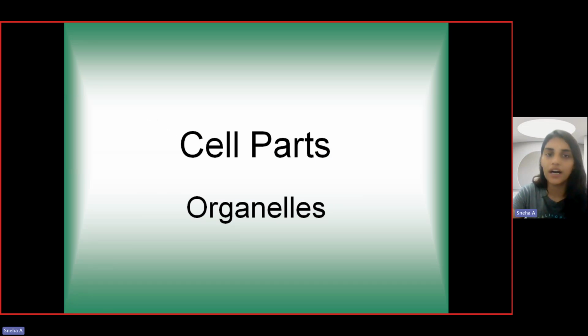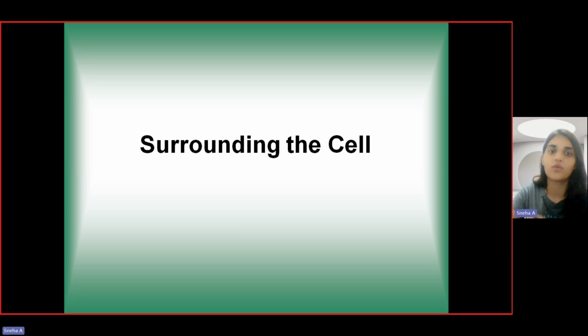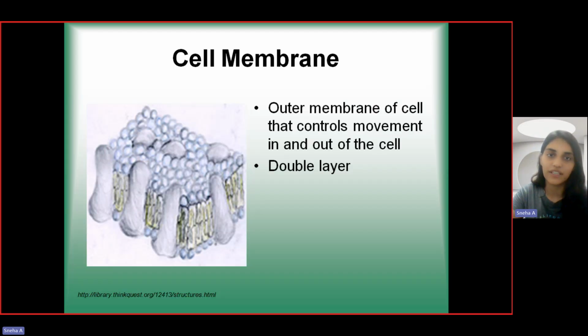Now we have different parts of the cell, which are known as cell organelles. These are surrounding the cell. The very first one is the cell membrane. So what is the cell membrane? It's a double layer. It's the outer membrane of the cell. What is it doing? If it's the outer periphery, what will this outer thing do? It is obviously going to control what things are entering the cell, what things are going out of the cell. That function is of the cell membrane. So the outer membrane of the cell controls the movements in and out of the cell.